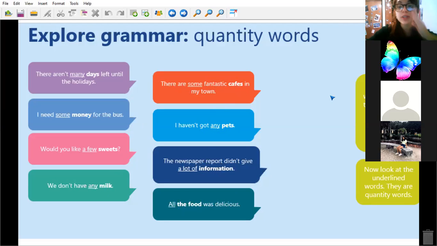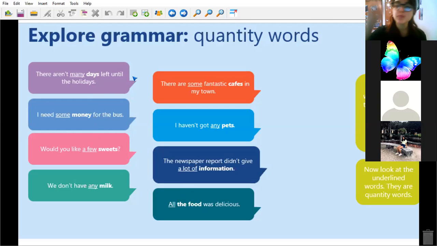Now, I want you to pay attention to the words in bold. Do you know what in bold means? No. Negrita. Las palabras en negrita. So days, money, sweets, milk, cafes, pets, information, and the food. Okay. We're going to classify them into countable and uncountable nouns. Do you remember countable and uncountable nouns? Yes. What are they?